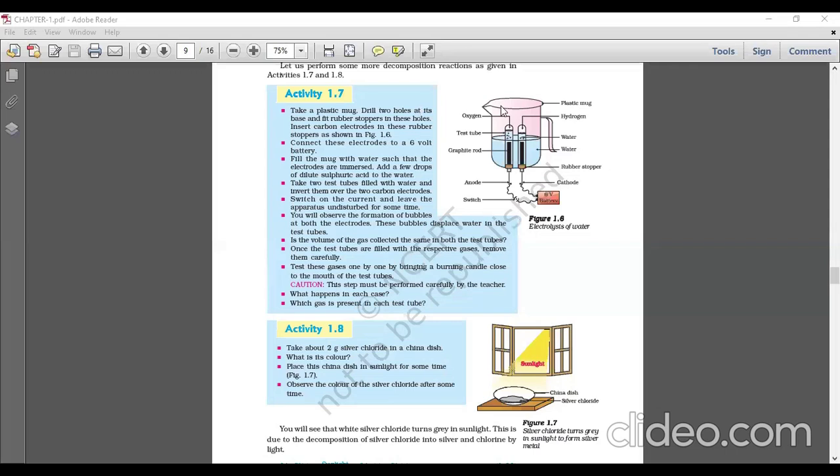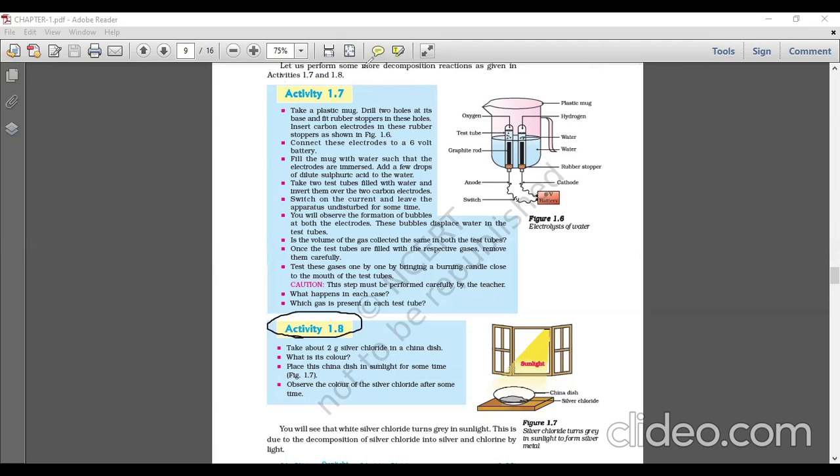Hello everybody. So in this video, we are going to study activity 1.8. Activity 1.7 was about electrolysis of water. That video has been made, showing how to do this activity practically and show it to your students. I have already done the video. Please watch it, and you can use the same simple materials which are available to do this experiment. Now let us see activity 1.8.